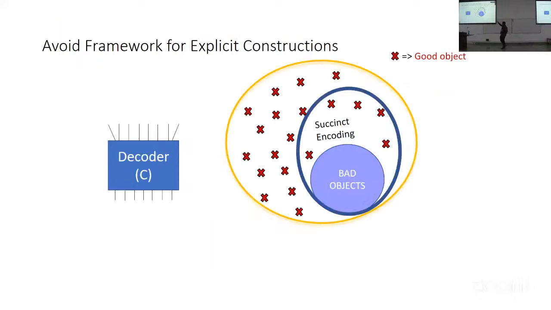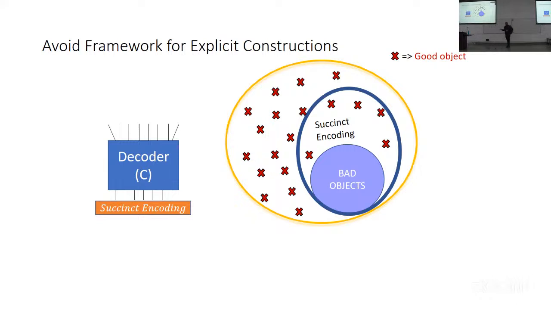Okay. So let me show you how this works. I have some bad object, right? Let's say I want to construct a truth table that does not have circuits of size n squared. How do I do this? Well, I'm going to give a succinct encoding for bad objects. What is that? I'll just give you the description of my circuit. How many bits are there? Maybe n squared log n, something like this. So I can encode my circuit in this many bits.